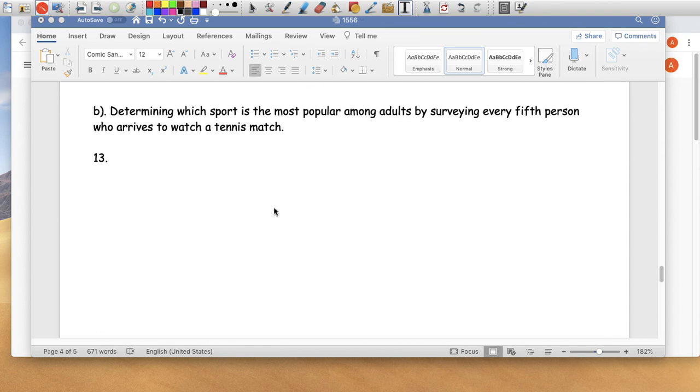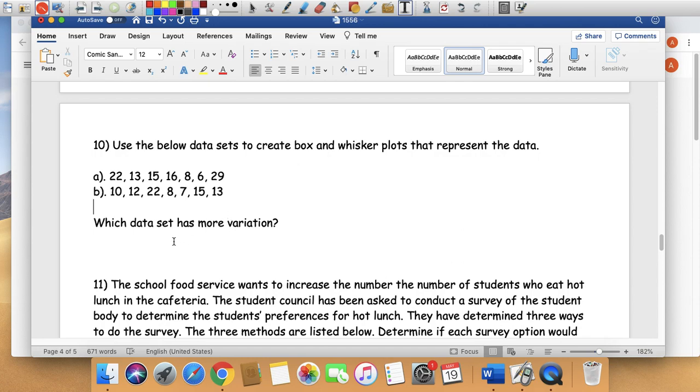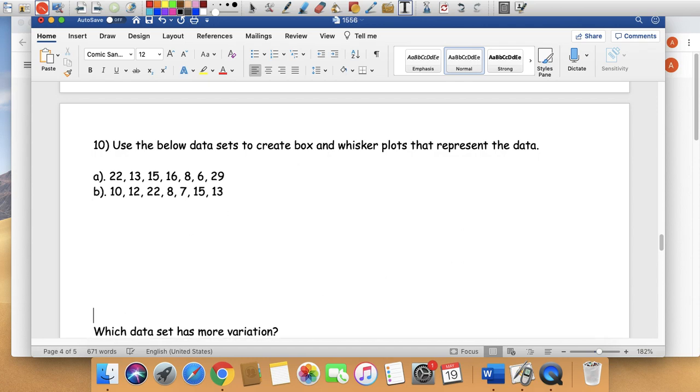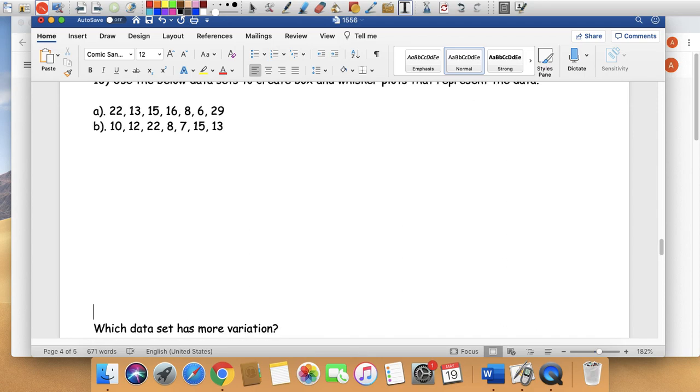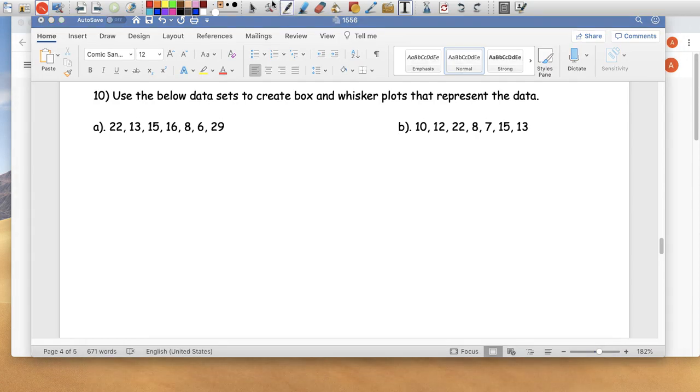10. So this one asks, the question we want to answer, which one has more variation? Okay, so which one spread out more, if you want to think about it. So we're asked to do what is this? Box and whisker plot, right? So box and whisker. In order to do box and whisker, the first thing we have to do is put them all in order from least to greatest. This one is easy. I think I can manage.